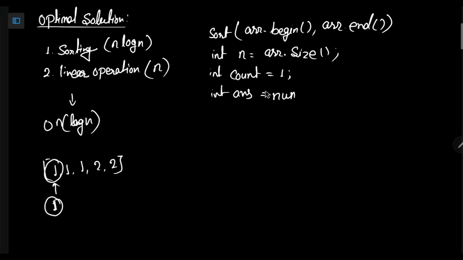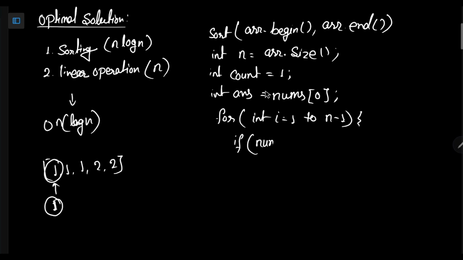So answer is nums of 0, and then we will use our for loop, for int i equal to 1 to n minus 1, and then check if nums of i is equal to nums of i minus 1, then count plus plus, then increase the count if this matches.